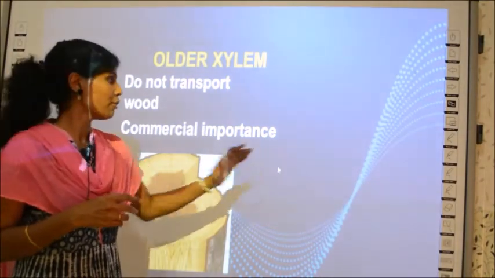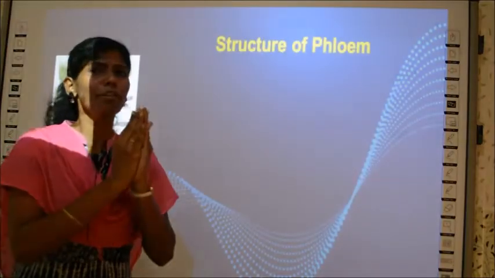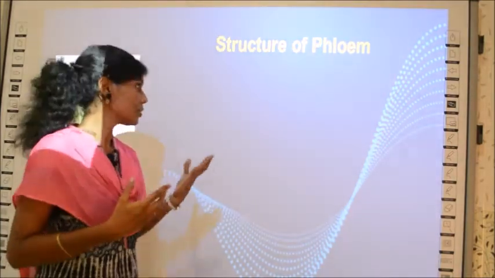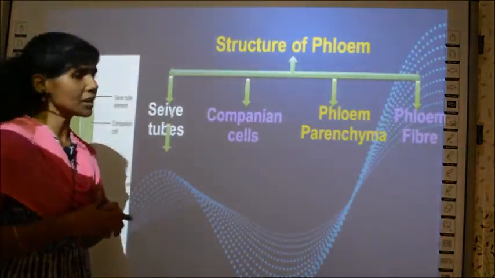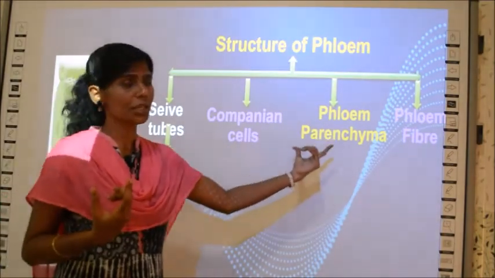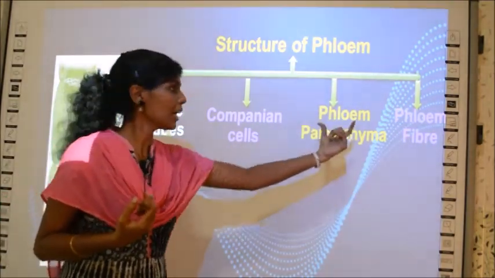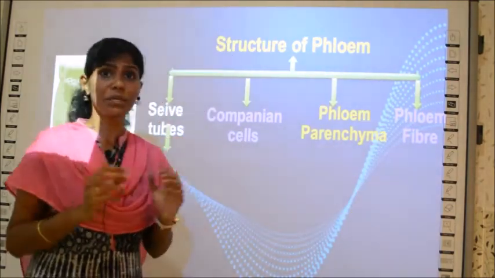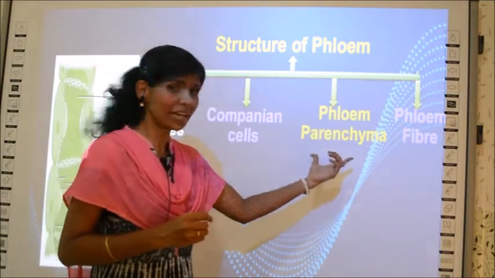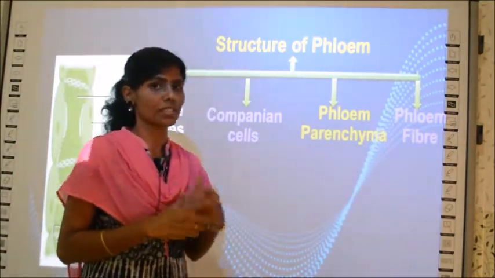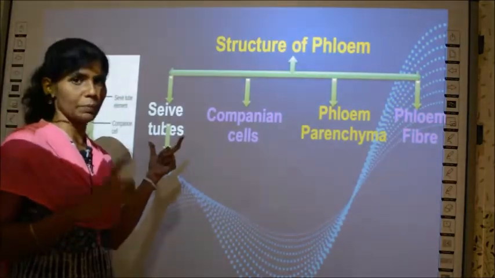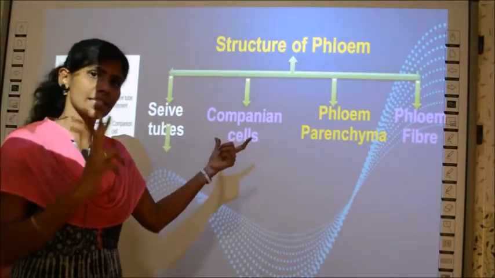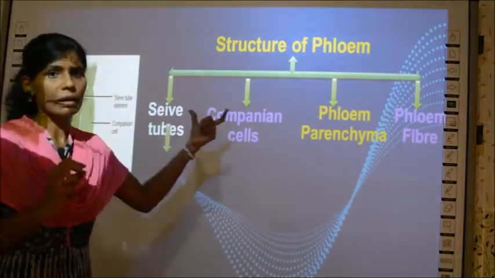Next we learn about phloem. Similar to xylem, phloem also has 4 parts. In xylem we have seen 2 parts called xylem parenchyma and xylem fibers, right? Just replace the word xylem with the word phloem. Now you call these phloem parenchyma and phloem fibers. Apart from this, these 2 terms you should remember: one is called sieve tubes, the other one is called companion cells.